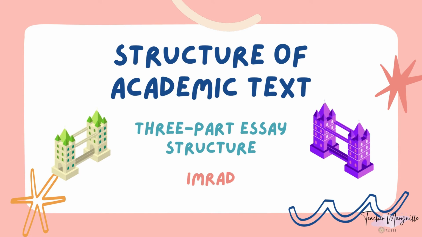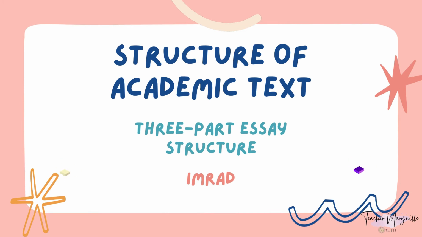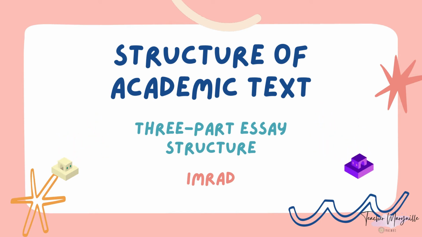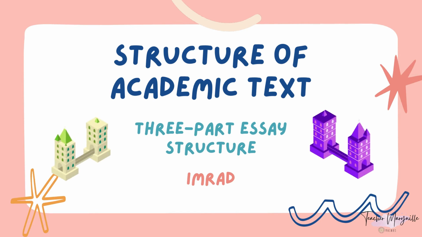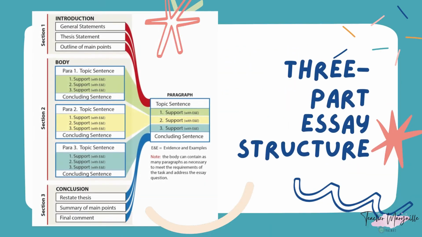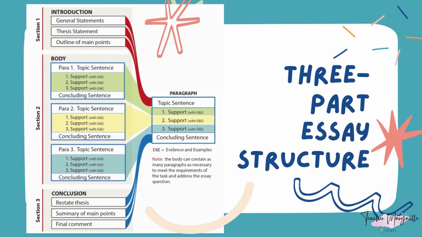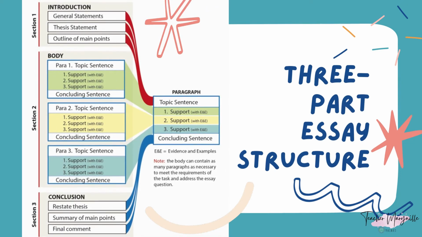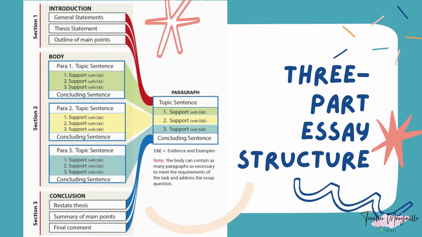So these are the two common structures of an academic text that you need to learn, which depend on the assignment you are required. The first one is the three-part essay structure, and the next one is the EMRAD. The three-part essay structure is a basic structure that consists of introduction, body, and conclusion.